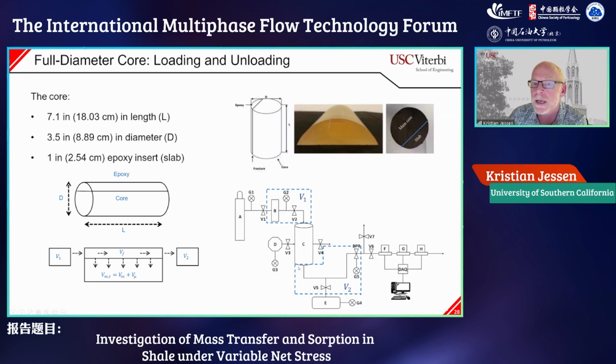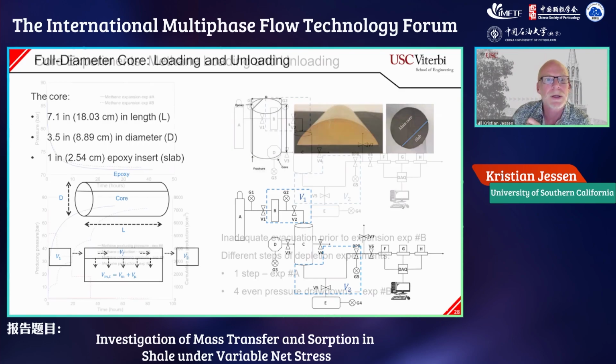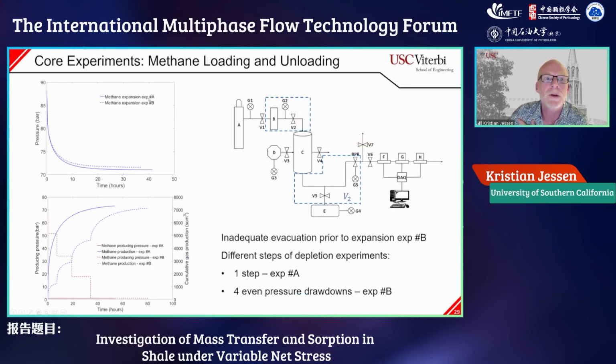After we would load the gas in, and then we would simulate production afterwards. So two types of experiments were done. The loading experiment A and B, see up here. Two experiments were done. Experiment A goes to slightly lower pressure than experiment B, and we sort of ascribe that to inadequate evacuation of gas between A and B experiments. So the student got a little lazy when it came to experiment B and didn't wait long enough to evacuate the core fully before starting the next pulse.